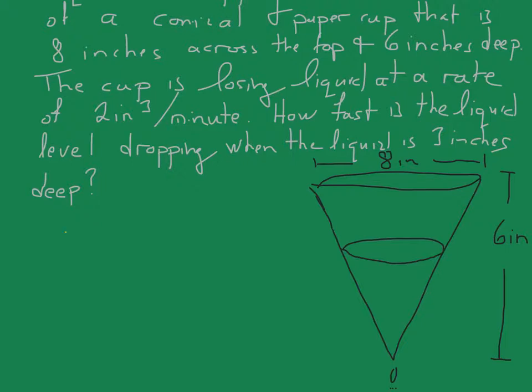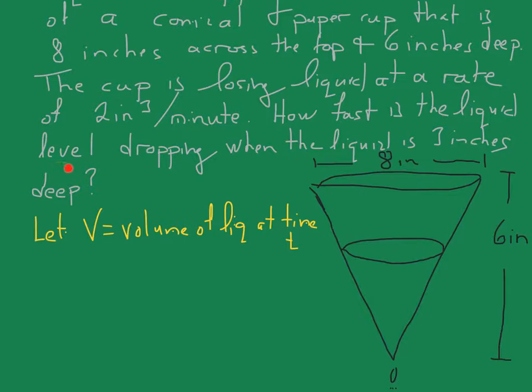All right, so here we are. So we'll let V equal the volume of liquid in the cup at time t. All right, so the liquid is dripping from the cup, so that volume V is changing as time passes, so it's a function of t. And what was our question? Again, our question was, how fast is the liquid level dropping when the liquid is 3 inches deep?